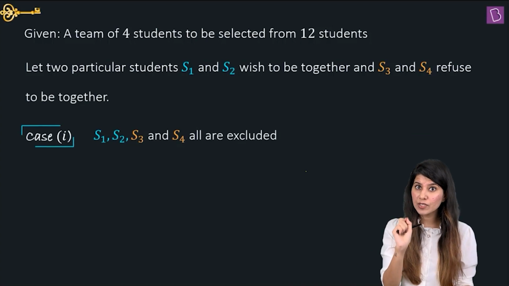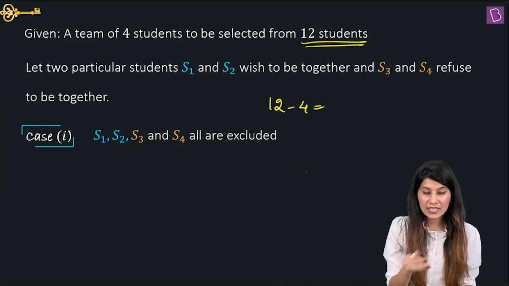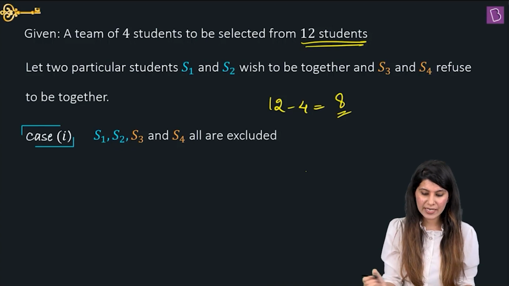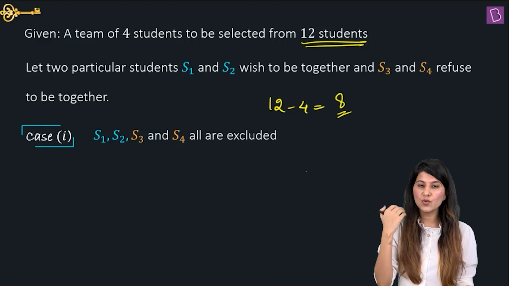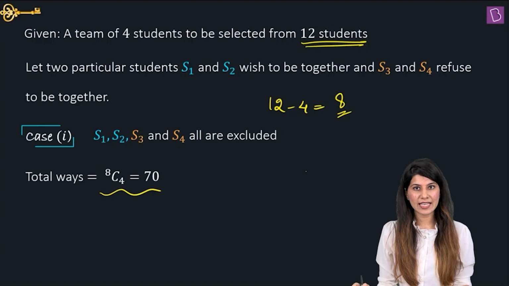So there are 12 students, and 12 minus 4, I am not interested in these 4 particular persons, so 8 will be left. Out of 8, I can select anyone, no condition. So that will be done by 8C4. If you solve this, you will get 70 as the answer.